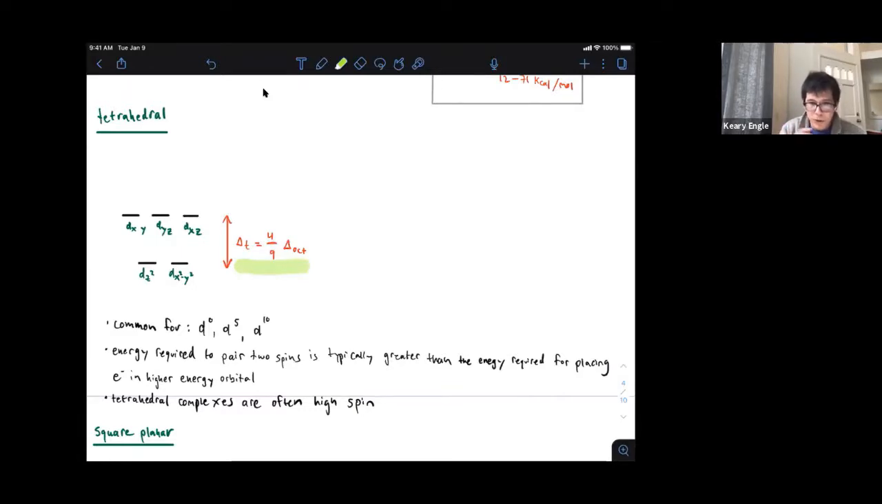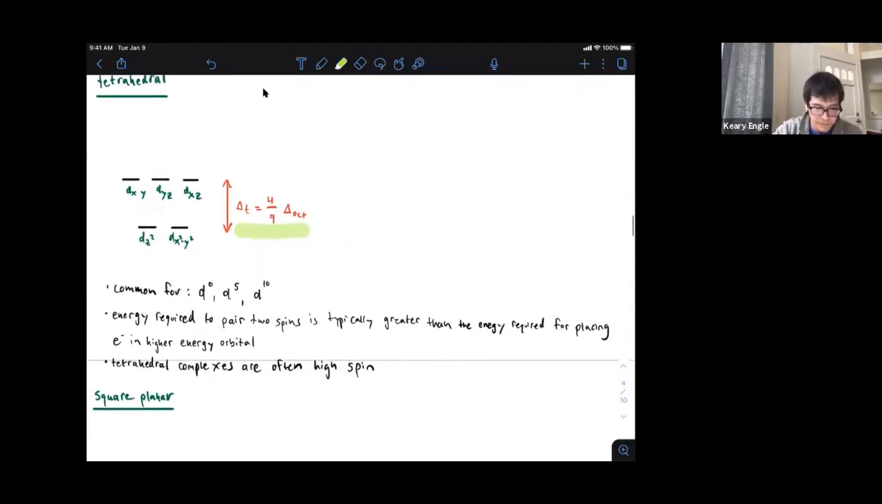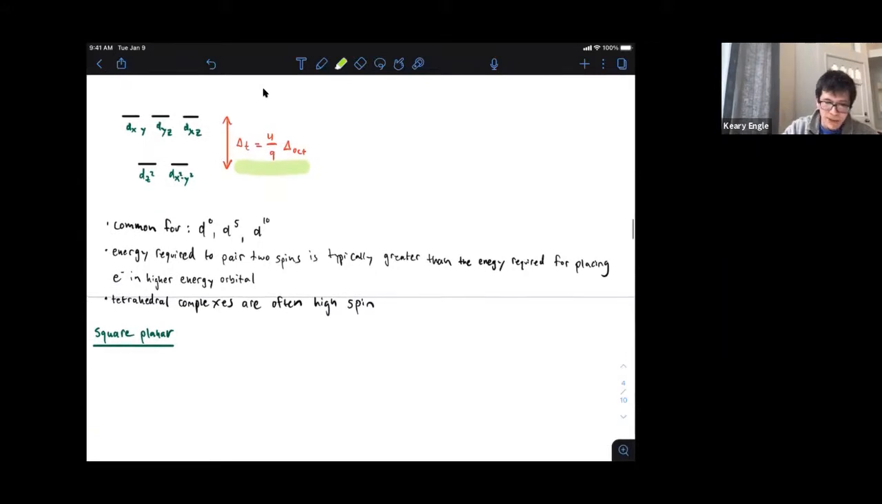And then if you think about which of the orbitals are most and least effective, then you will eventually conclude that dz squared and dx squared minus y squared are less impacted by this tetrahedral ligand field. This is common for d0, d5, d10 metals.